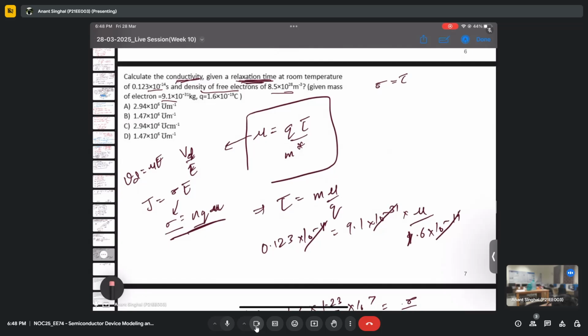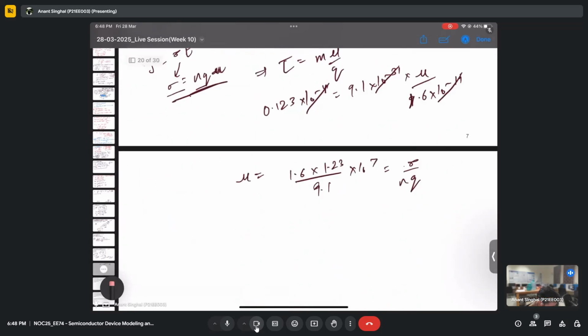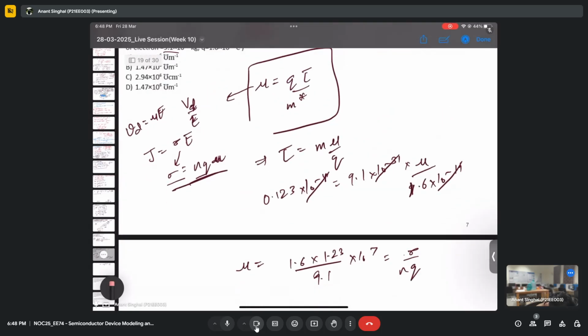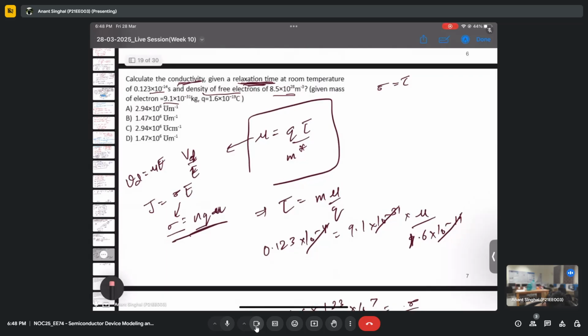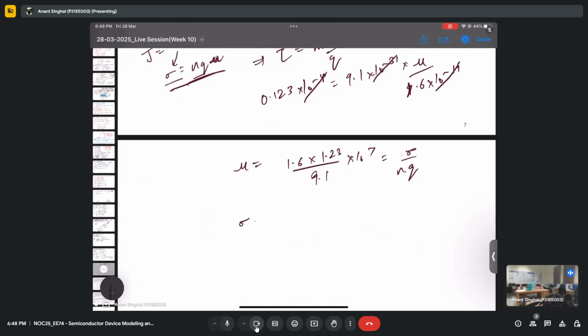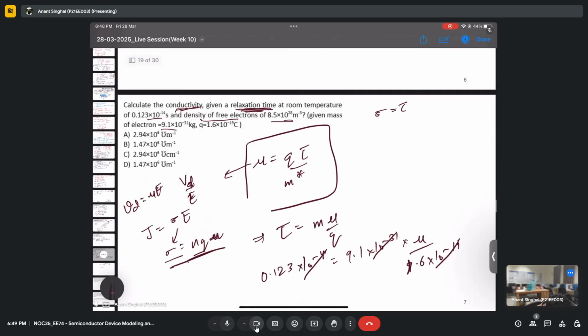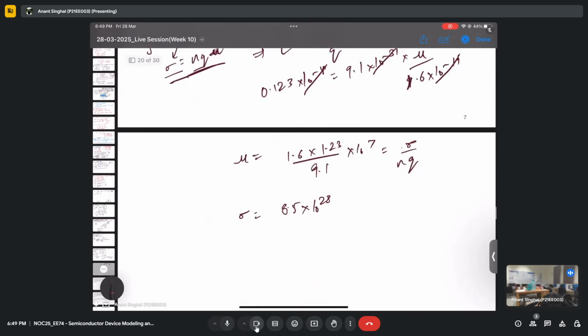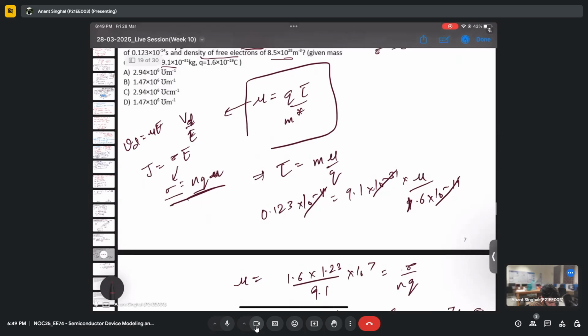Density of free electrons is 8.5 10 to the power 28 per meter cube, it is saying. Okay, so the options are also in meter and centimeter, so let me take meter only. So sigma is nq, n is 8.5, 10 to the power 28, which is very high. q is 1.6 times minus 19. 1.23 times per 7 by 9.1. So this will give me 9, 7, so something 16.